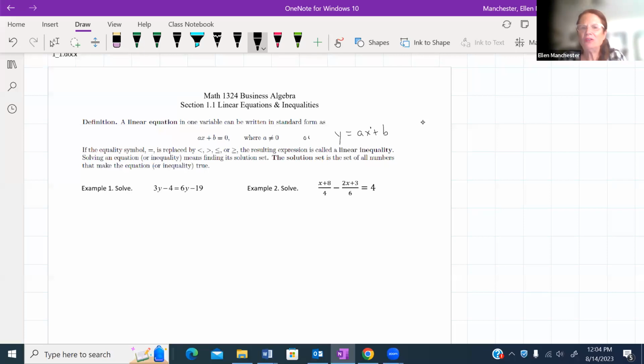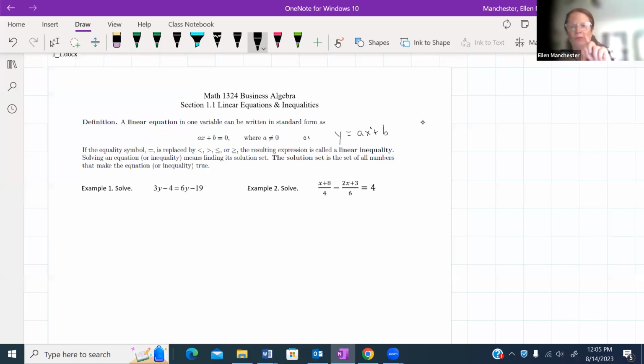The x value is to the first power. The a and the b are values, they're numbers, called the coefficient and the constant. If the equality symbol is replaced by less than, greater than, less than or equal to, or greater than or equal to, then it's called a linear inequality. So what we're going to do is solve a linear equation or a linear inequality. The difference between the two is that with a linear equation, when there's an equal sign, there's one answer.